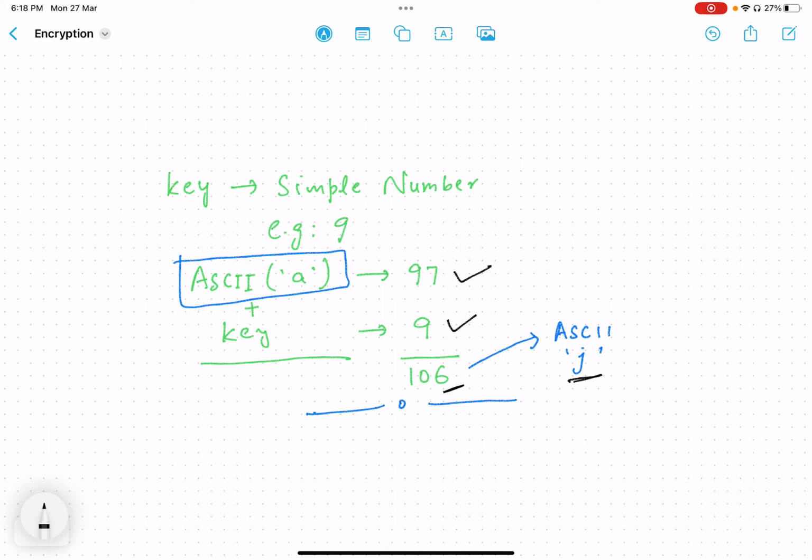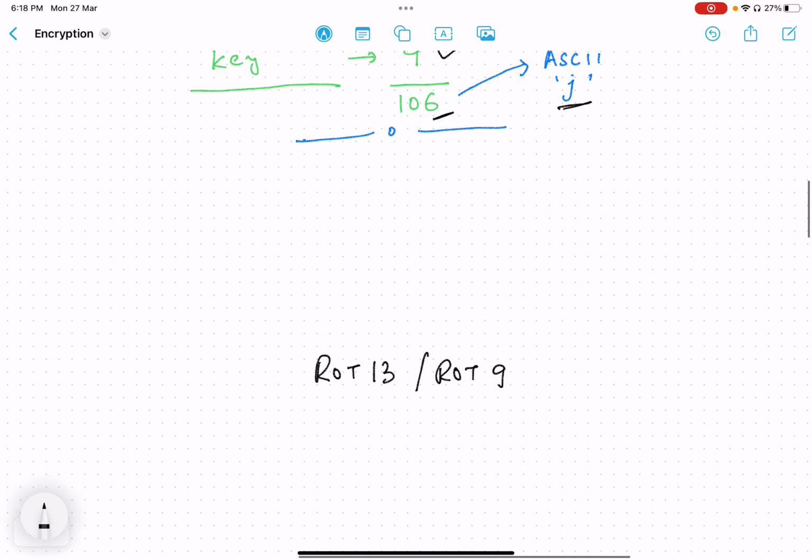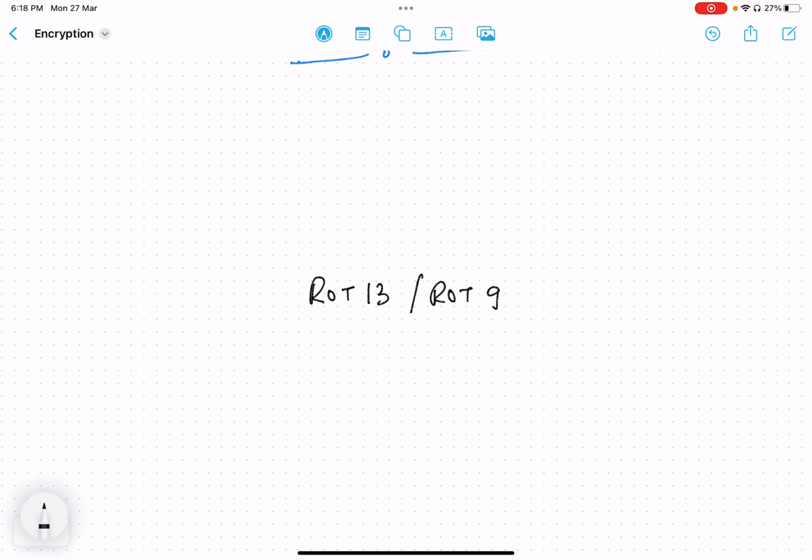Similarly, he did this iteratively over all the characters that were there in the message, and he received the encrypted text back from it. And then in the decrypt function, he would subtract the same thing again and get the decrypted output. This is pretty simple, and you would relate to this as well if you have heard about things like ROT13, or ROT9 in this case.